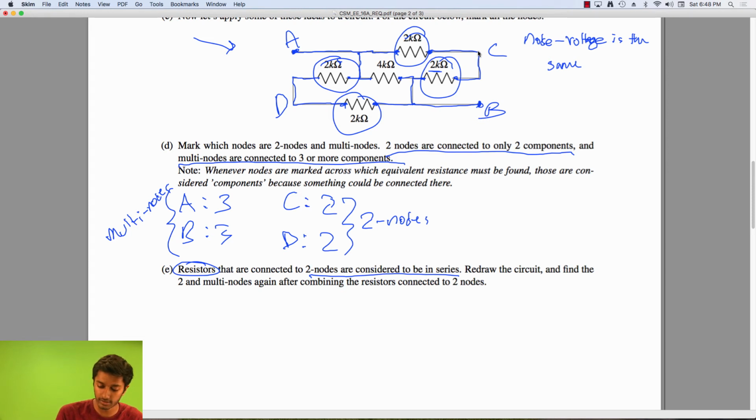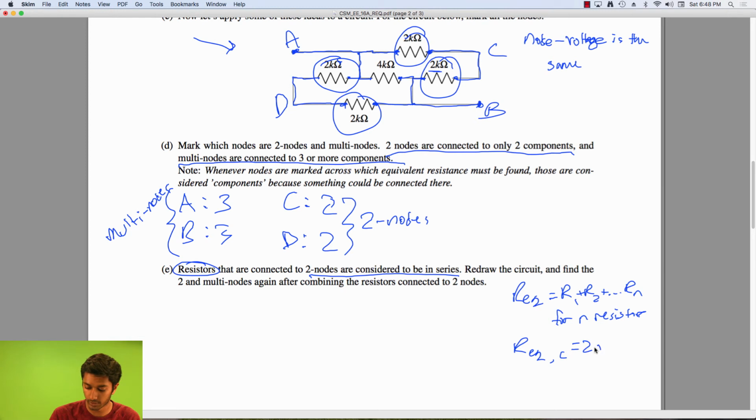So combining these using our equation from above, where REQ equals R1 plus R2 plus up to Rn for n resistors, we know that the REQ for node C is 2 plus 2, which is 4K ohms, and the REQ for node D is 2 plus 2 equals 4K ohms again. So redrawing the circuit, we can combine those resistors into one resistor of 4K ohms each.